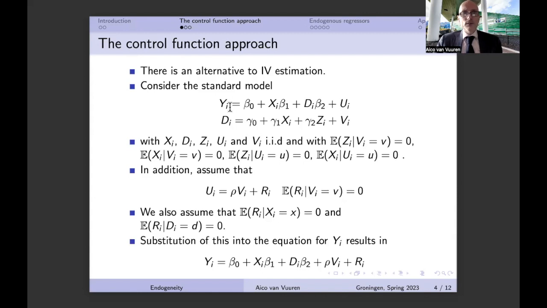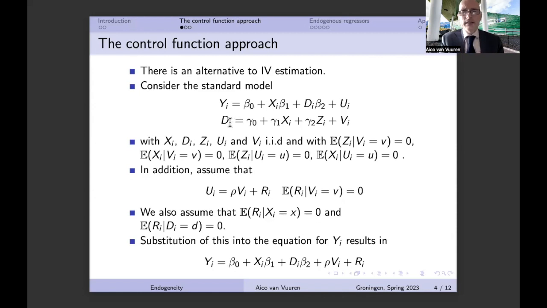In order to explain the control function approach, let's look at a very simple model. We have yi on the left-hand side, and beta 0 plus xi beta 1 plus di beta 2 plus ui on the right-hand side. The second equation has di on the left-hand side, and gamma 0 plus gamma 1 times xi plus gamma 2 times zi plus vi on the right-hand side. Again, we have two equations, and again, di enters twice, here and over there.